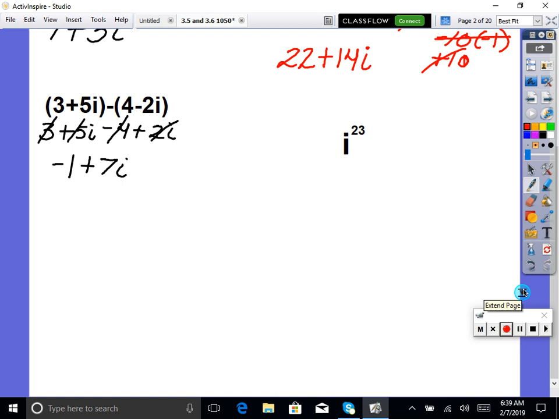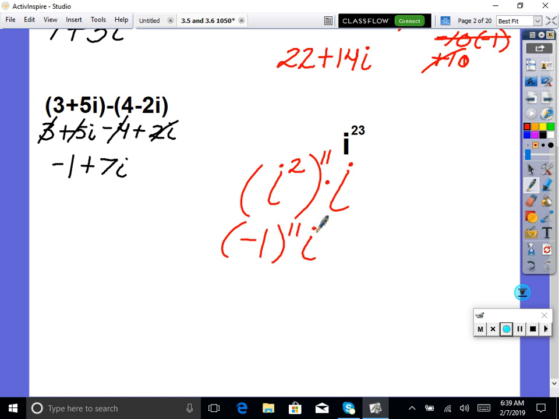So you're changing it so that it all has 2's and 1's, right? The degree. So you said that you thought, Addie, that this is i squared raised to the 11th power, which would be 22. And then times i, so notice that would be 23 i's. That's a perfect idea. So then from there we have negative 1 to the 11th power times i. So a negative to an odd will be negative, and then negative i would be my final answer.